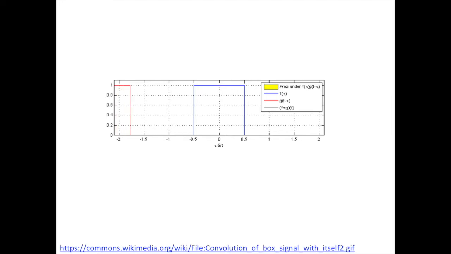Here is a good illustration of convolution from Wikipedia. You have f(tau), which is the blue square, and g(t minus tau), the red square. The black line measures the degree of overlap. When there was no overlap, it was at 0. When there was a complete overlap, the value is 1.